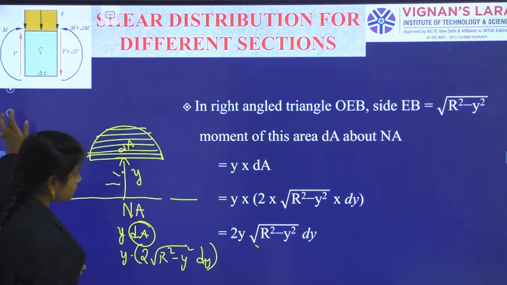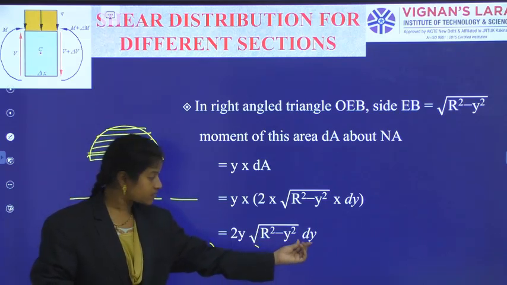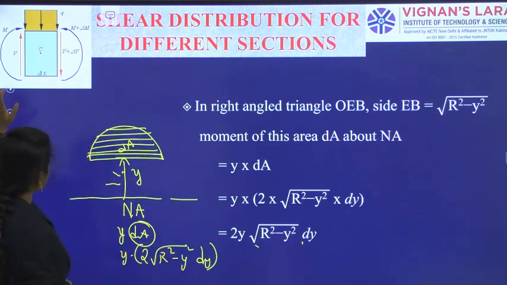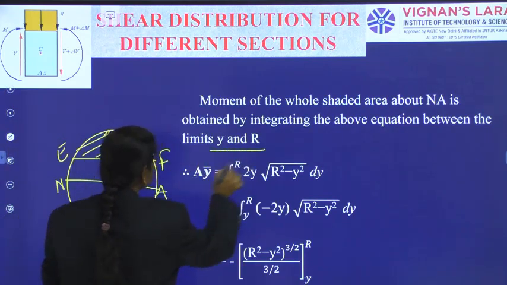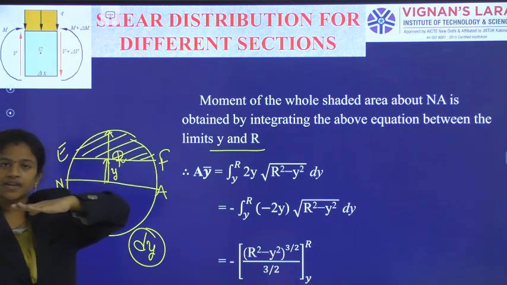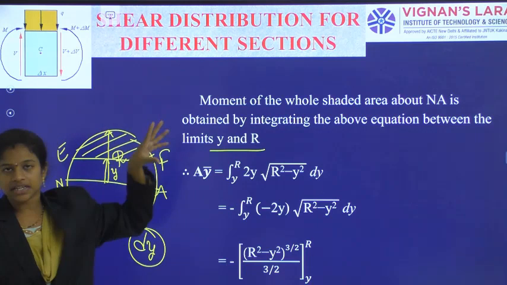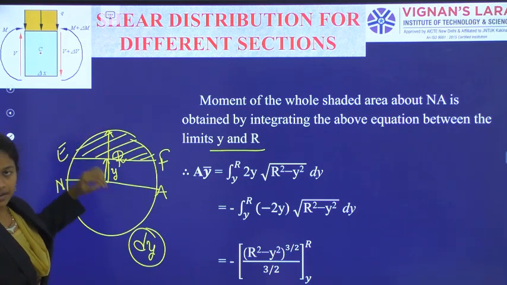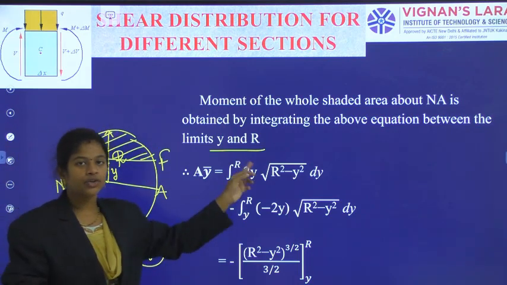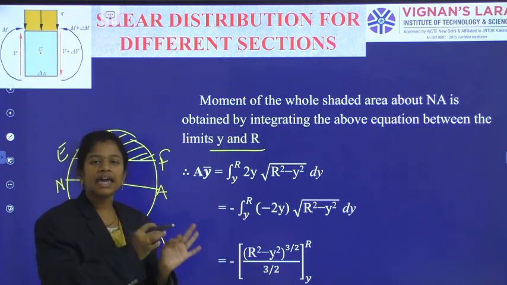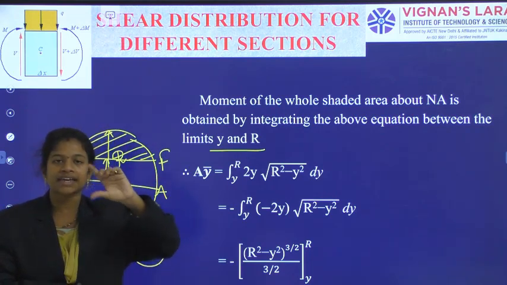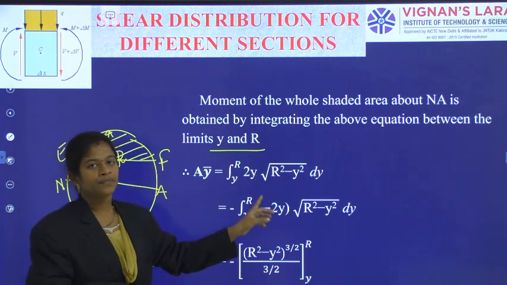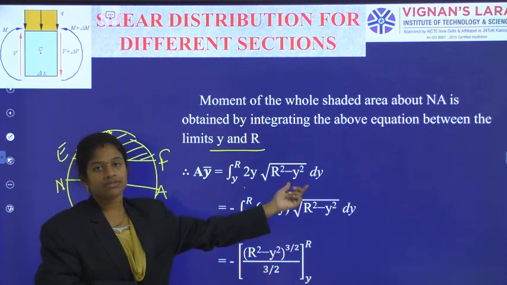See, 2y under root R square minus Y square. dy is the variable. So, for the variation of y I have to give the limits, from that y where EF started up to R where it ended. So, the shaded portion has started at a level y from the neutral axis to the level R from the neutral axis. So, between the limits y to R, we keep the area moment of the single strip so that I can get the area moment of the complete shaded portion with the integration. Integral y to R, 2y under root R square minus Y square dy.